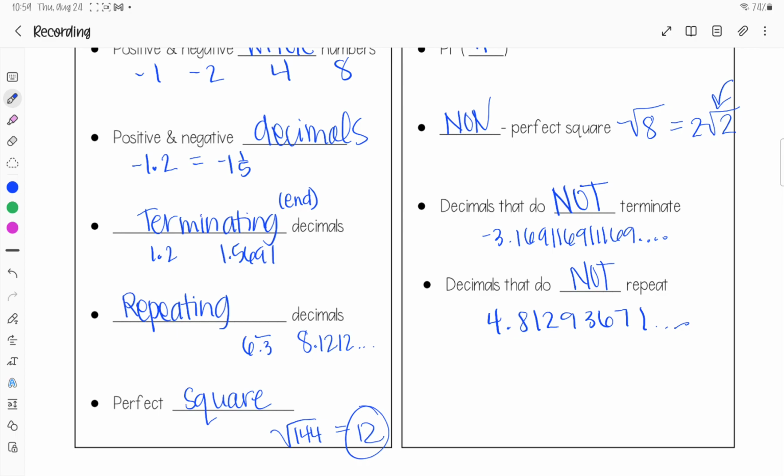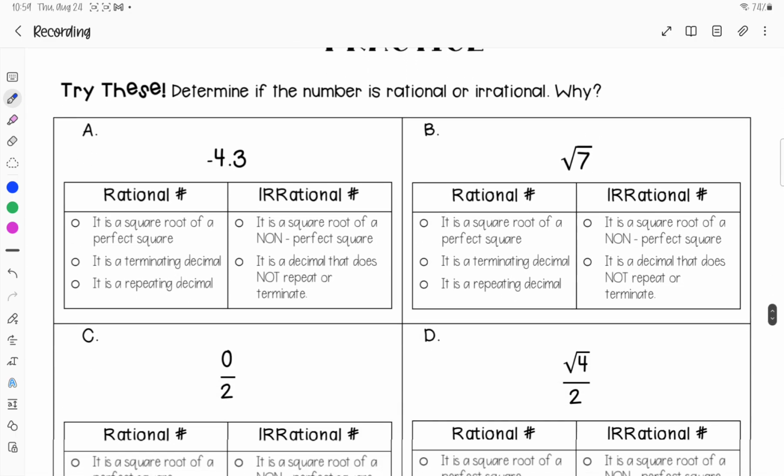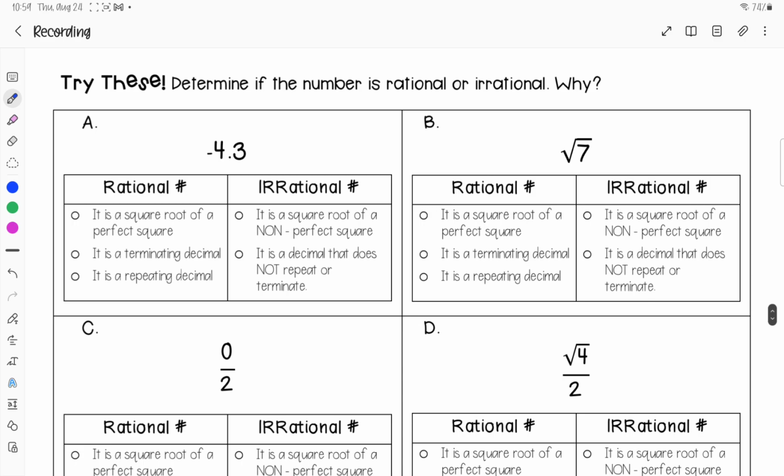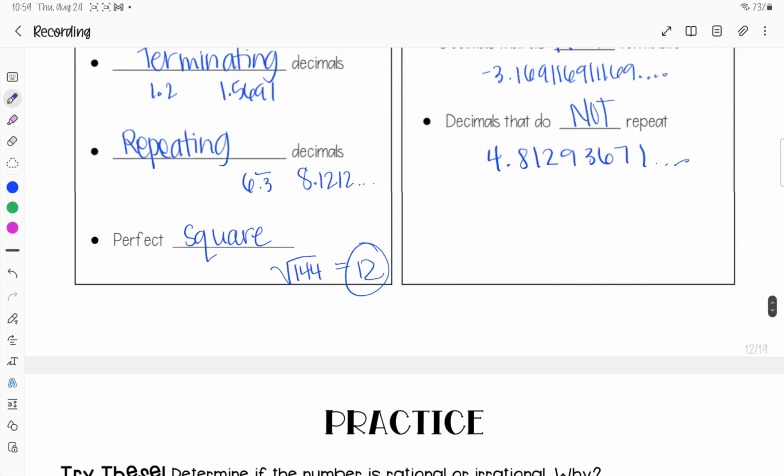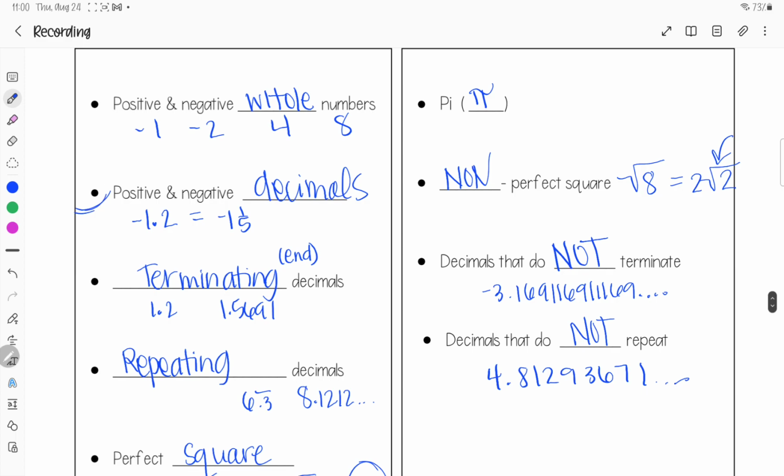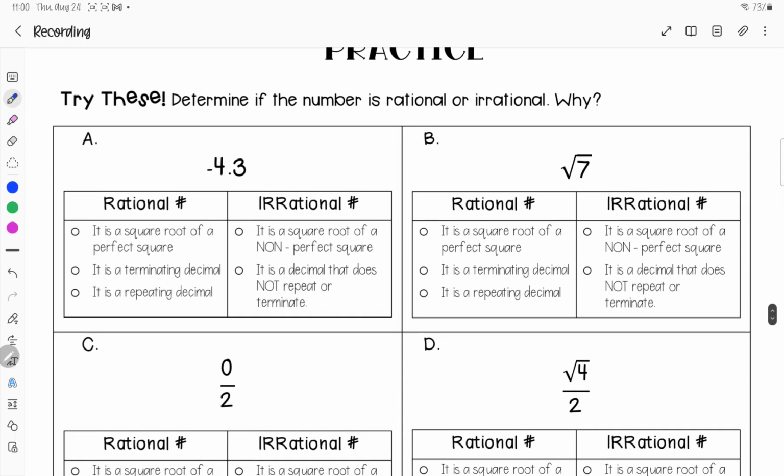Today on your assignment, it's going to give you a number, and then you have to tell if it's rational or irrational, and then give the reason why. There's only one that can be marked in each one. When I look at this negative 4.3, I have a decimal. It fits right here. It's a decimal that terminates. So I'm going to highlight this because it is a rational number, because it is a terminating decimal. I have a decimal number right here that ends.